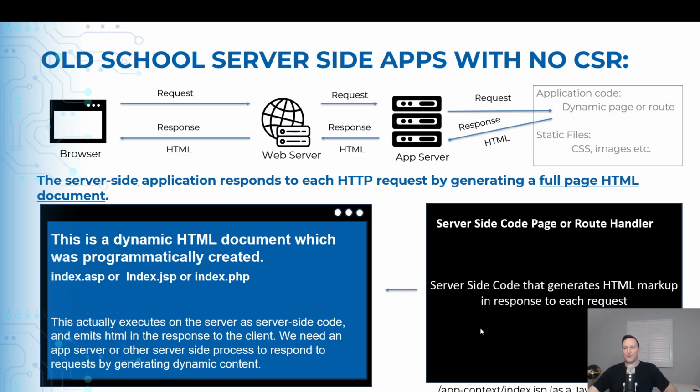Compare this with old school server-side apps with no client-side rendering. So these apps, the older generation of apps, the first dynamic apps that weren't coded HTML files, when the browser made a request that would first hit the web server, which would then perhaps reverse proxy it to an app server, the app server, in response to that request, would do whatever was appropriate based on that request and generate a new full page response. Now, the response being not JSON, like calling an API, but HTML. So it generates a full HTML for a page response and sends that back.